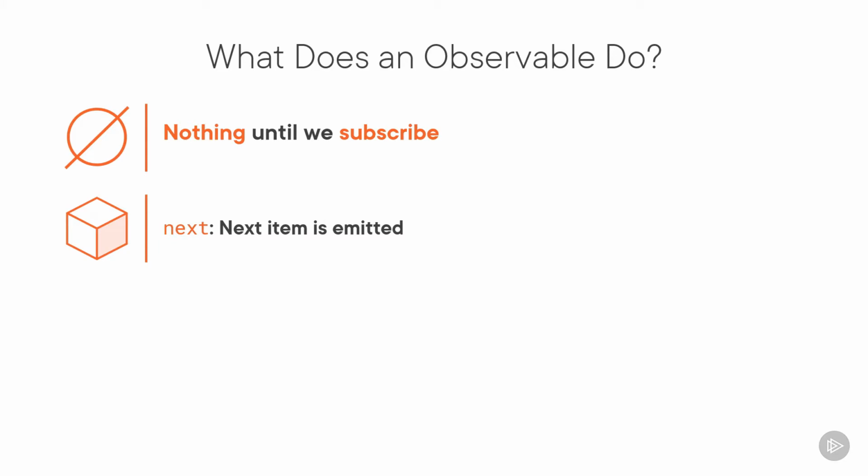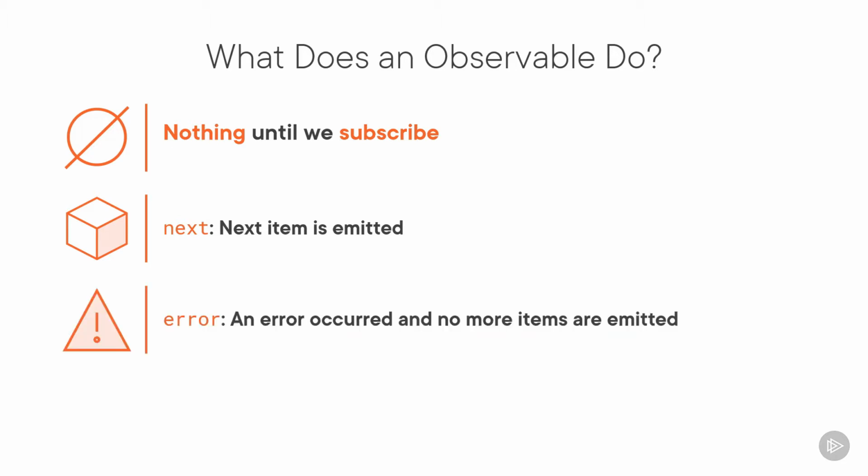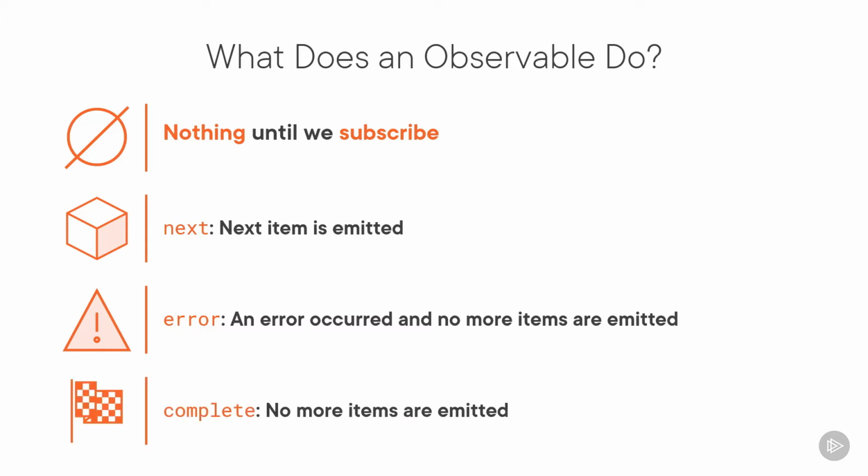The most common is the next notification, which occurs when the next item is emitted, and it provides the emitted item. For example, think of tracking key presses. Each time a key is pressed, the observable emits a next notification and provides the pressed character. If an error occurs, the observable emits an error notification and provides the error information. The observable then completes, and no more items are emitted. If there are no more items to emit, the observable emits a complete notification. So that's it. Once subscribed, an observable emits next, error, or complete notifications.